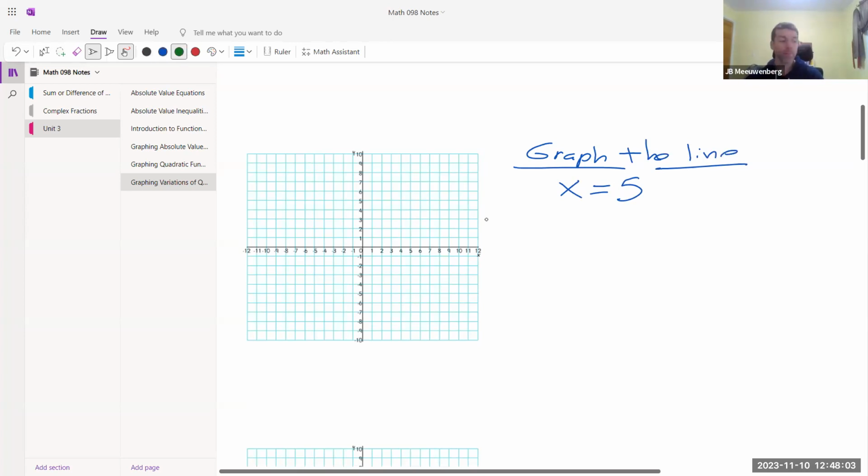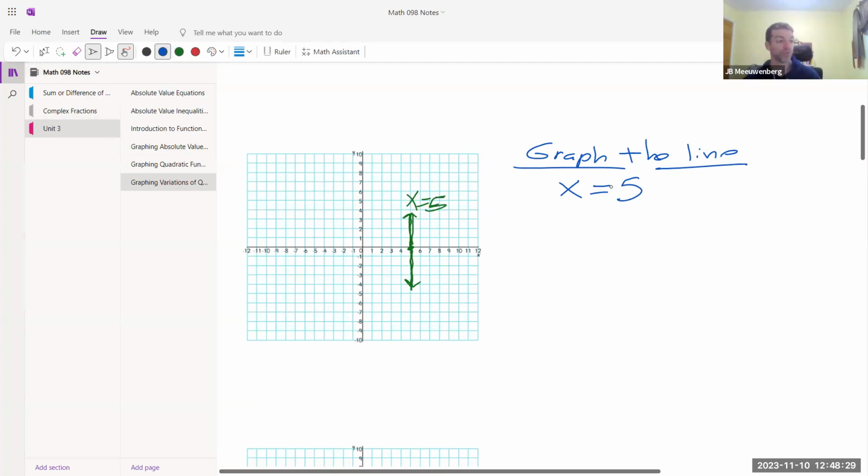Hopefully, what you came up with is that, well, on the x-axis, here's the number 5. And every point above and below that also has an x value of 5. So x equals 5 is a vertical line, straight up and down. That is the line for x equals 5.